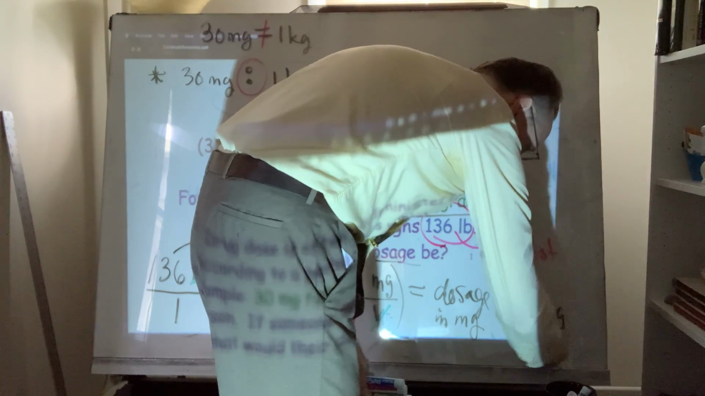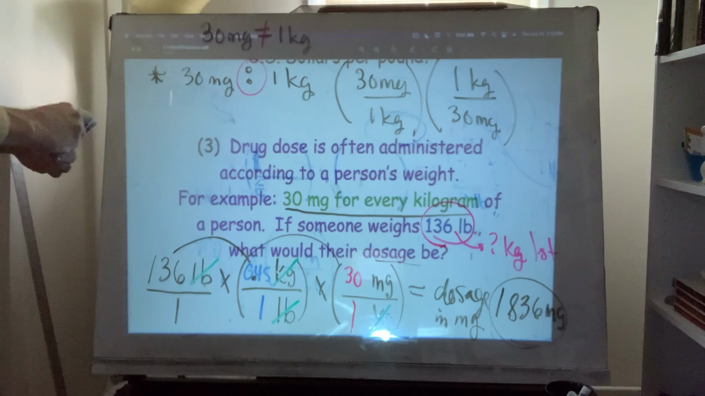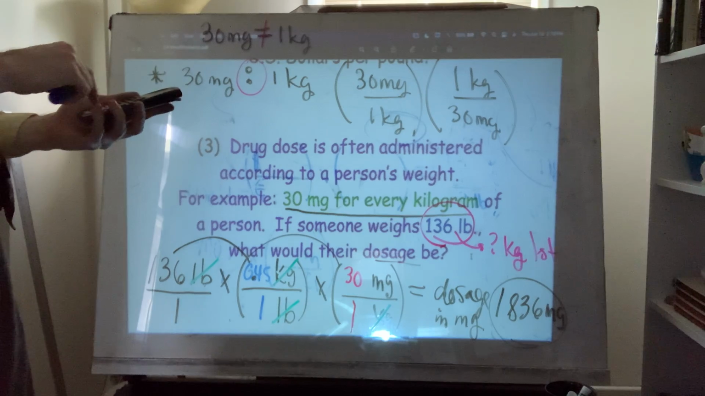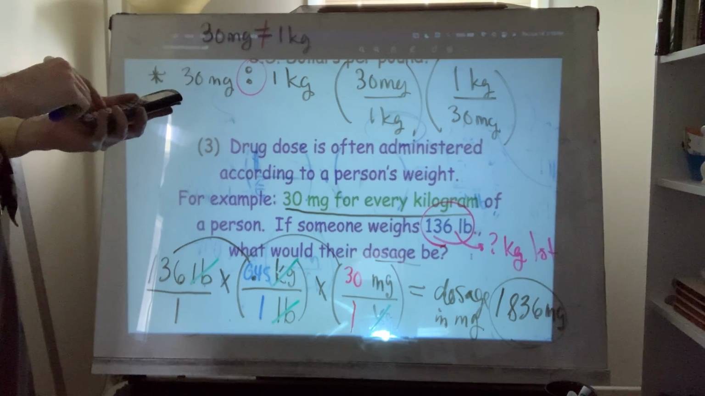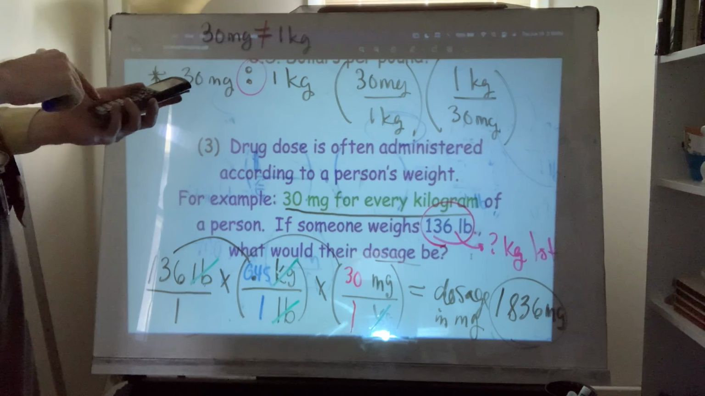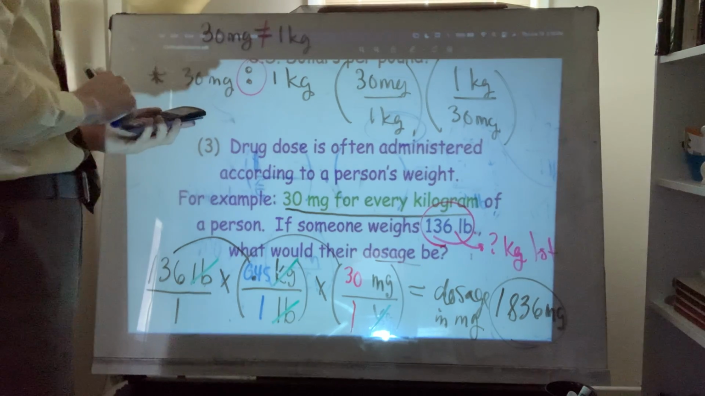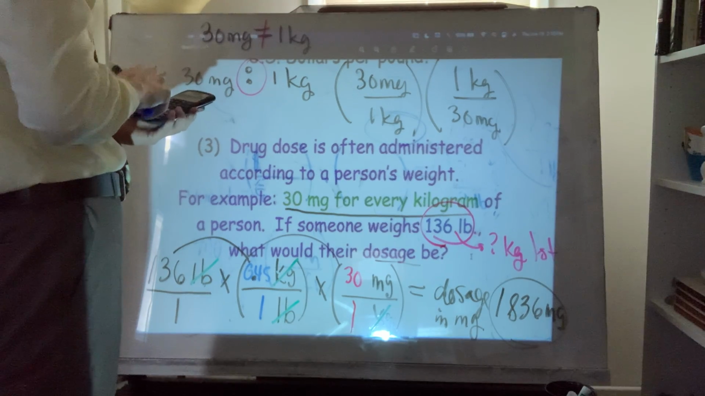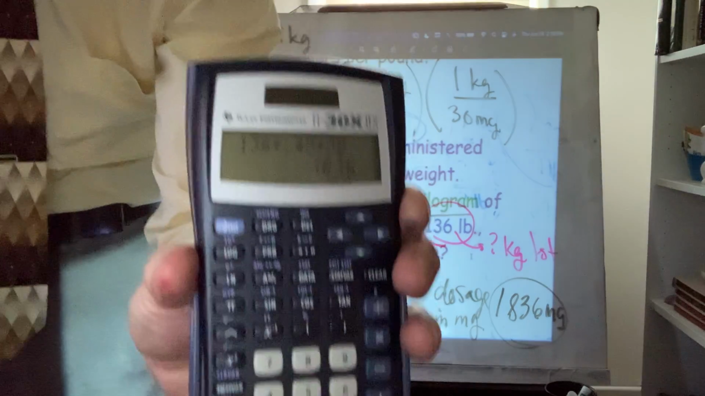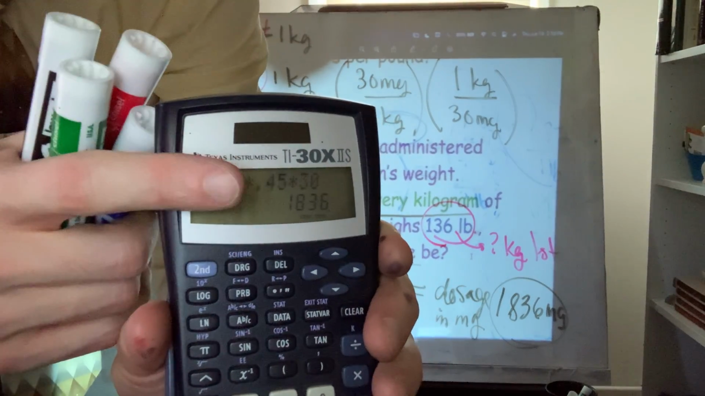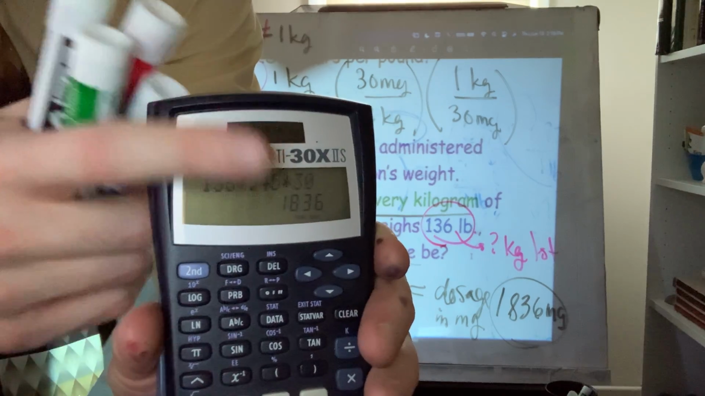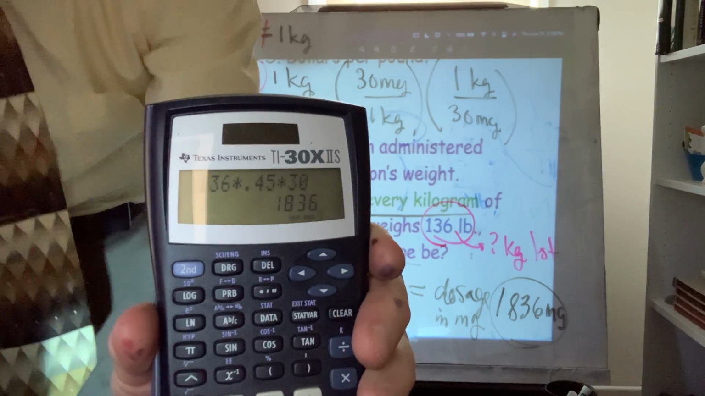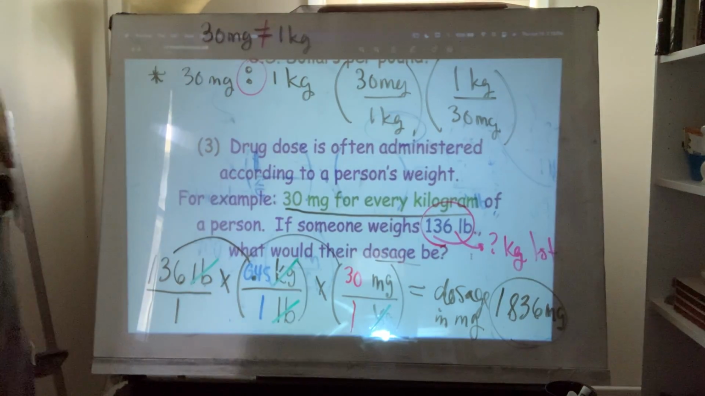It should be 1,836 milligrams. I'm just going to verify because I don't want to kill the patient here. 136 times 0.45 times 30. Yes. Okay. 136 pound person times the ratio 0.45 times the ratio 30 gives you 1836. So 1,836 milligrams dosage.